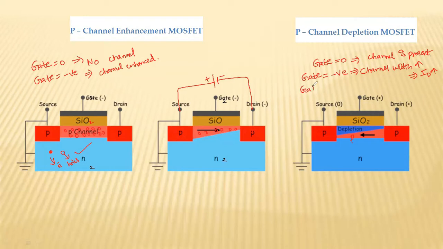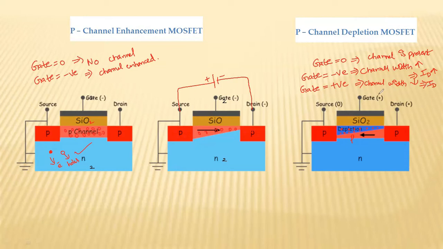But when we apply positive voltage at the gate terminal, then opposite charge particles, that is electrons in this p-type channel, are attracted towards this silicon dioxide layer, so that you have a layer of electrons here, which is obstructing the way for the holes which are moving from source to drain. So in this way the width of the channel decreases. Channel width decreases when you apply positive voltage at the gate terminal for p-channel depletion mode MOSFET.